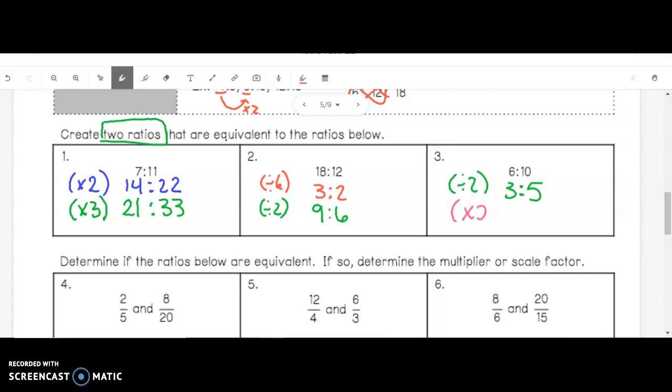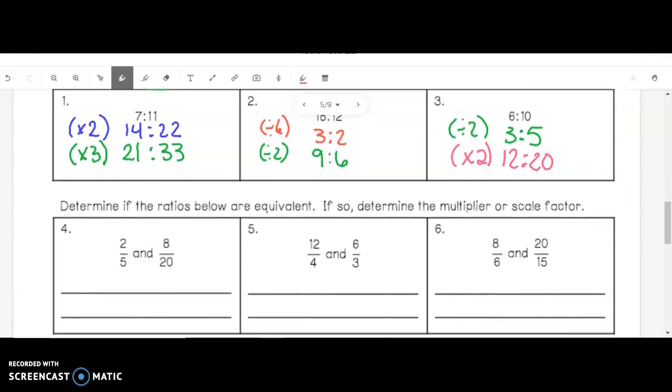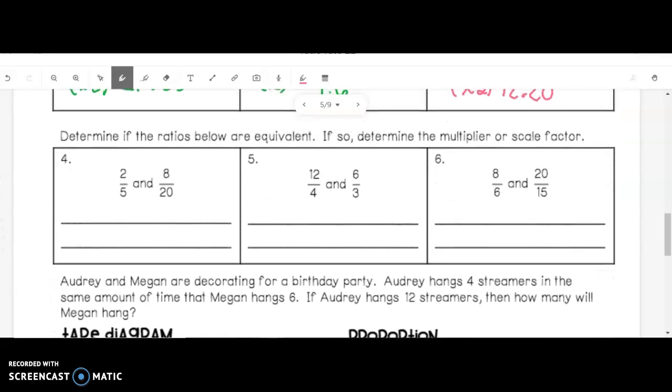I'll multiply it by 2 also. So 6 times 2 is 12. 10 times 2 is 20. So I made an equivalent fraction. So to make equivalent ratios, you're just going to multiply or divide both numbers by the same scale factor.